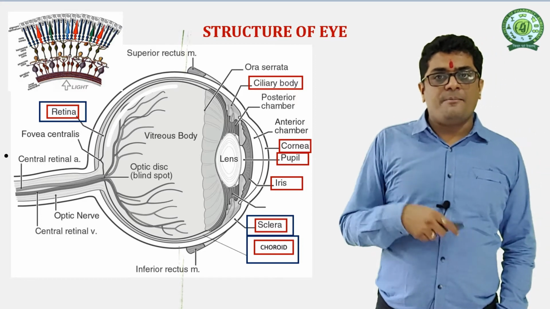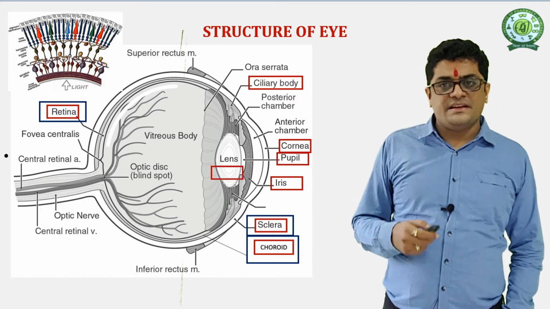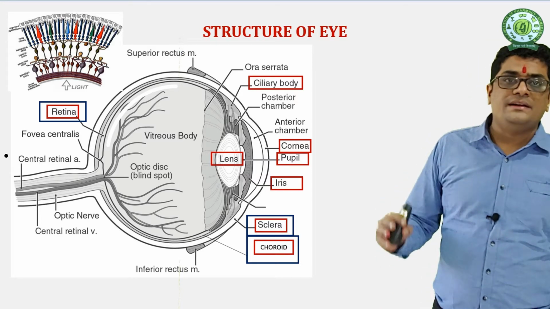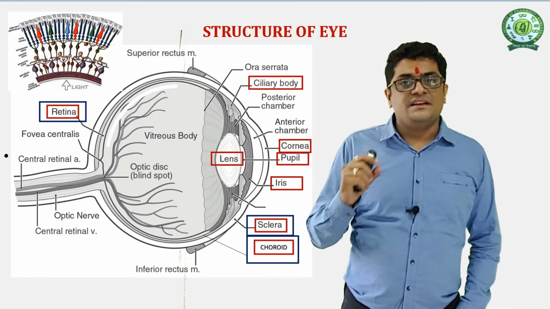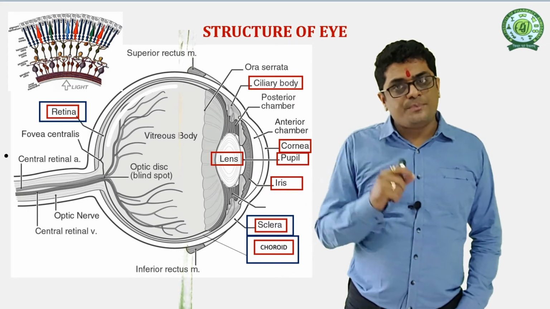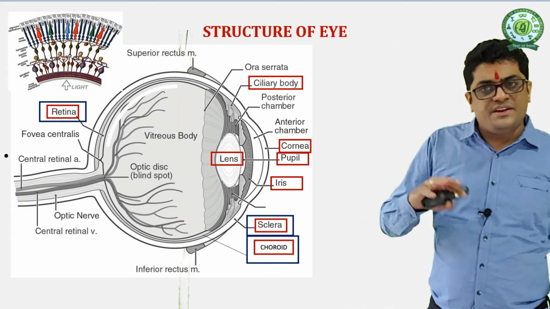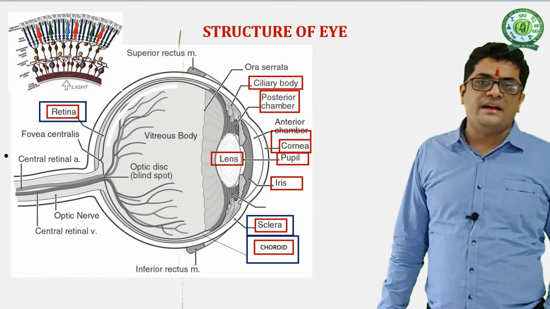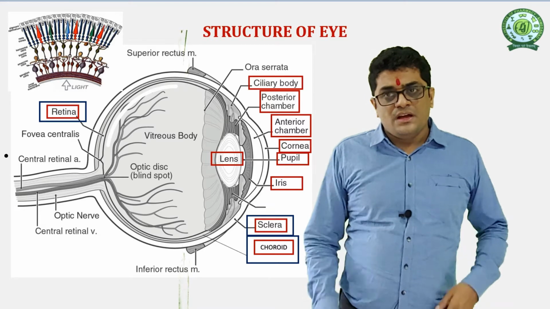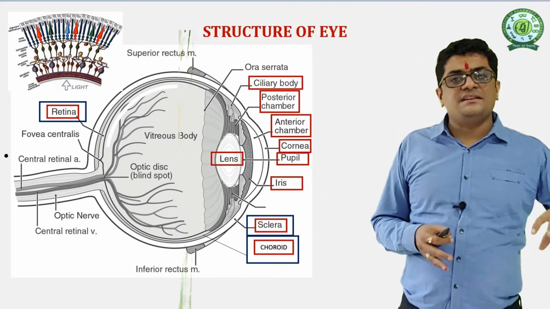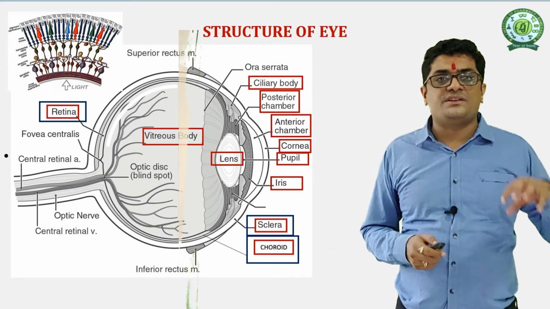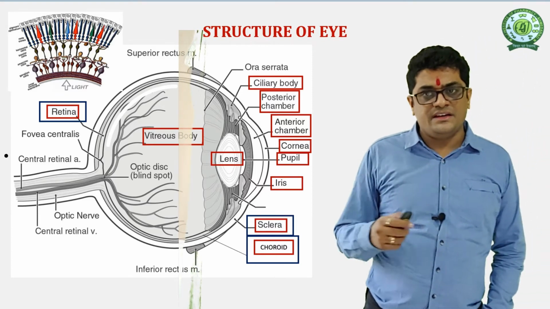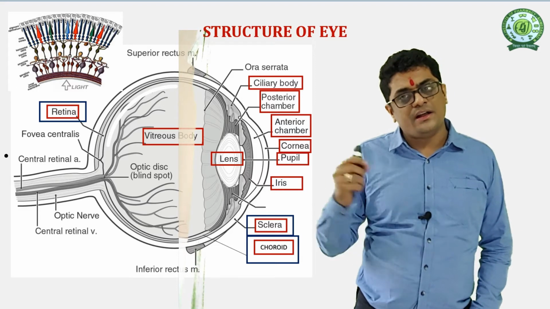Now, apart from this, the eye possesses the lens. The lens is biconvex, and it is elastic in nature. Due to the presence of the lens, the eye is divided into two chambers: one is the posterior chamber and the second one is the anterior chamber. The posterior chamber has the vitreous humor or the vitreous body, and the anterior chamber possesses the aqueous humor or aqueous chamber.